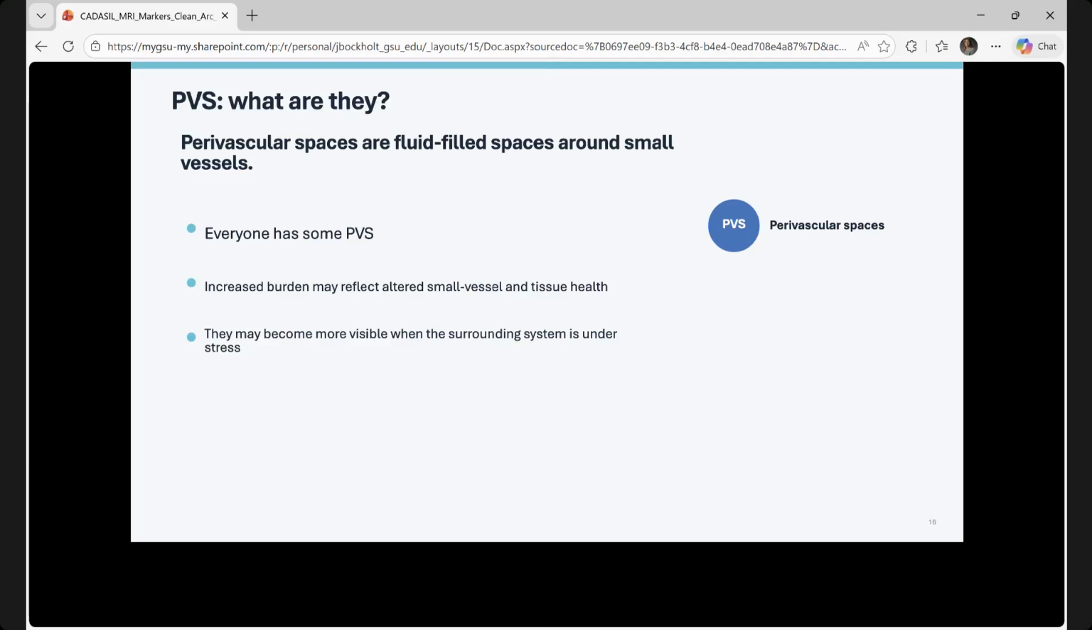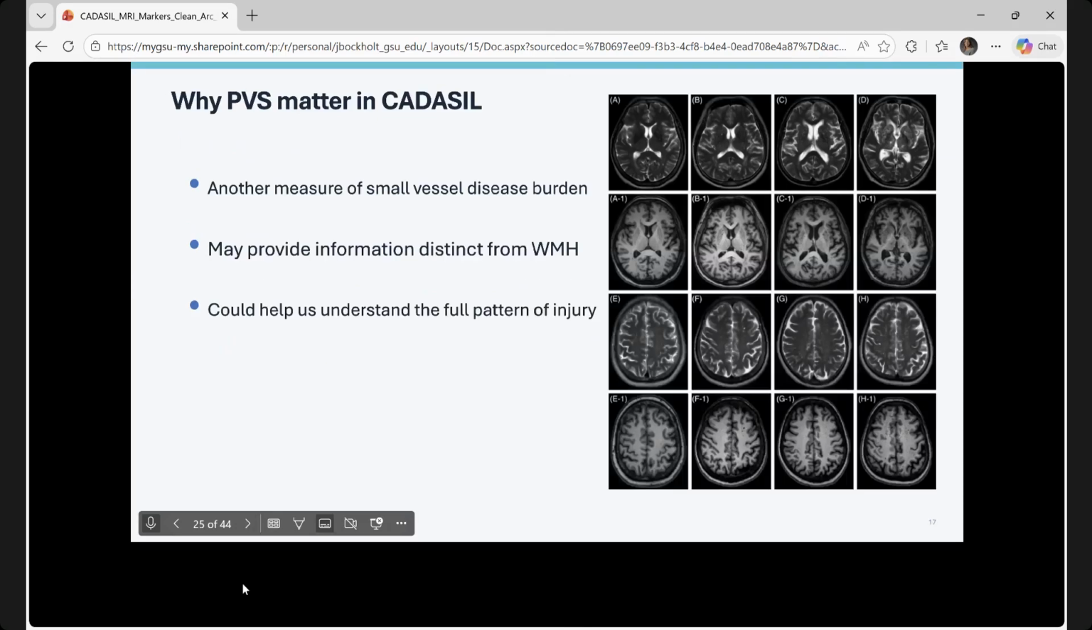It's not even sort of where they are, but it's the variability in their size that seems to be most important. So we are tracking that. Next slide. And this, again, just a borrowed figure, but this just shows examples of different locations and patterns and levels of the enlarged perivascular spaces. Next slide.